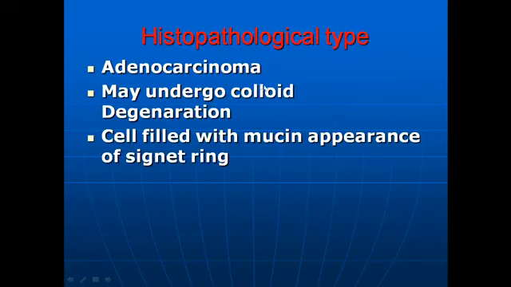What is the histopathological type? Commonly it is an adenocarcinoma, but it may undergo colloid degeneration. Cells filled with mucin give the appearance of signet ring. So that is the histological criteria. It will be adenocarcinoma with signet ring appearance.